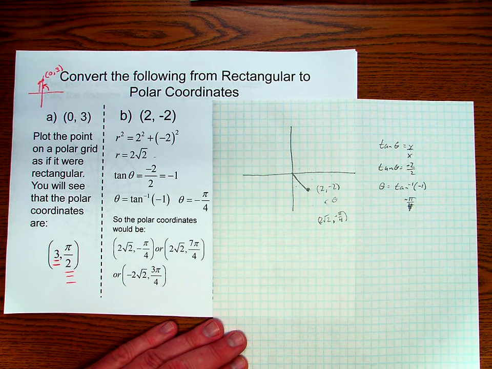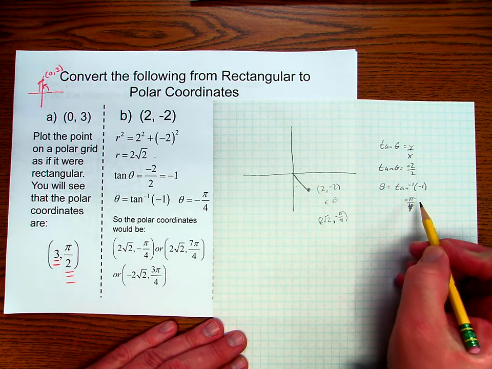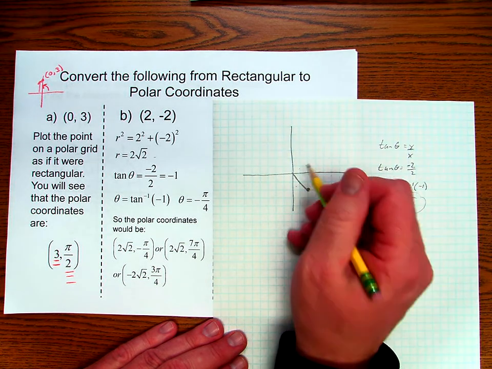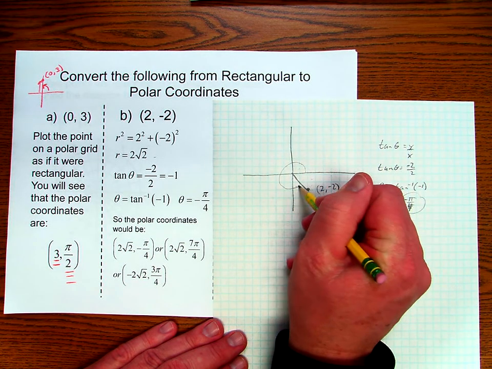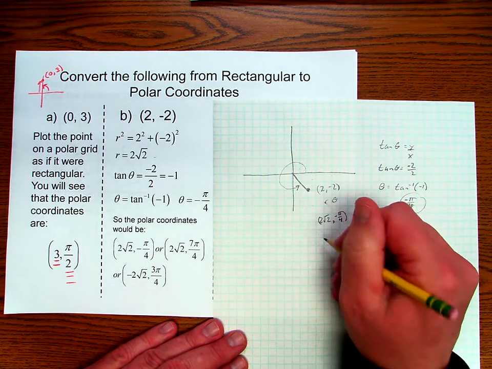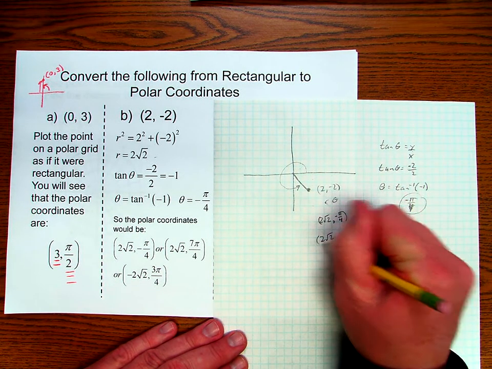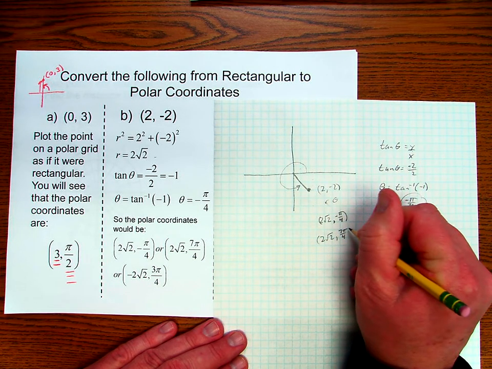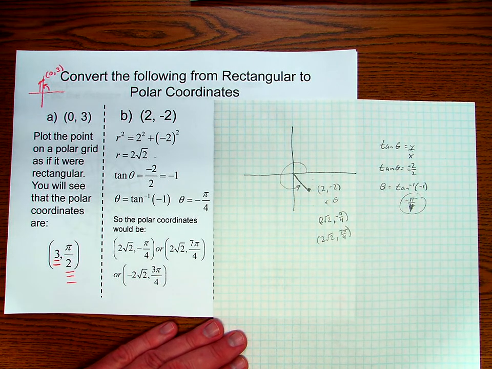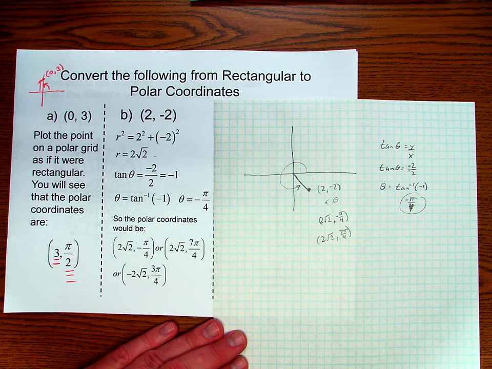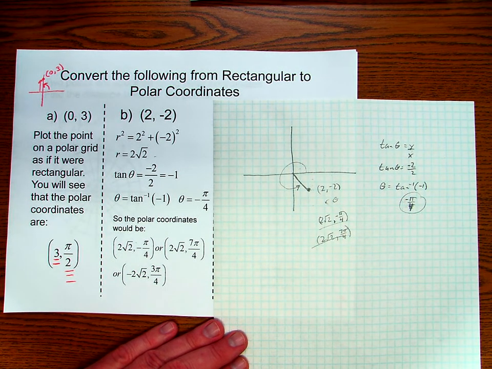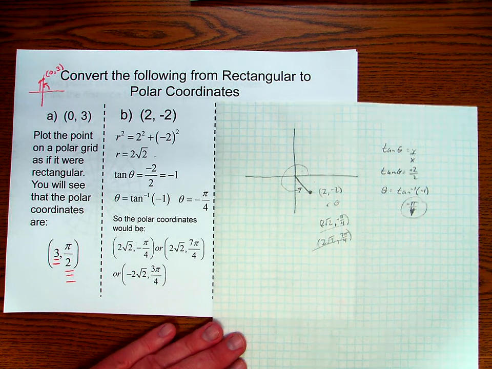What if, say, for some reason you didn't want your theta to be a negative angle? Then you could come around this way, and instead of negative pi over 4, rewrite it as 7 pi over 4. And here, it gives you a couple other options in terms of how it could look. I'm not going to emphasize that. I think one of those two would be the way that you would choose to express that.